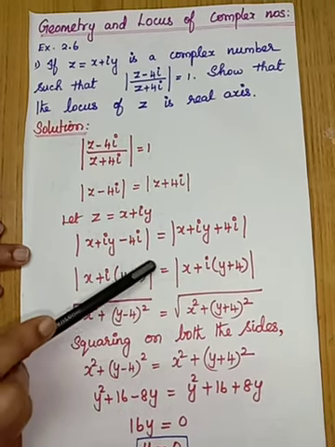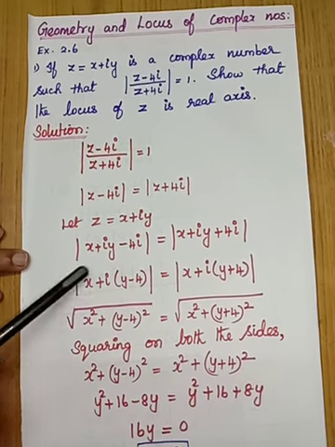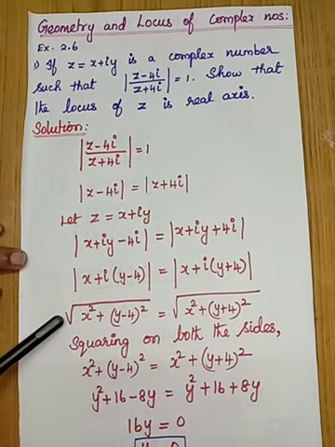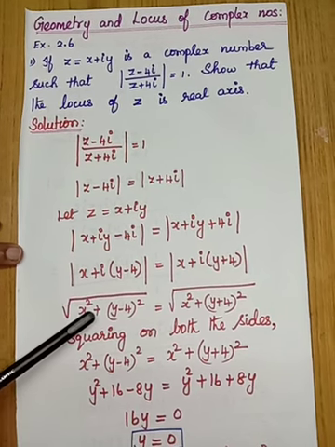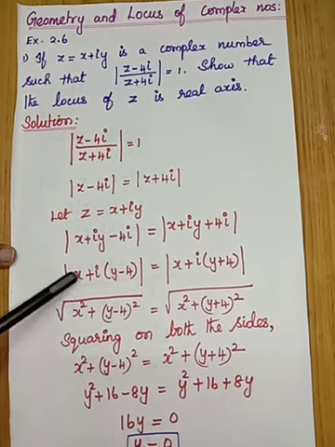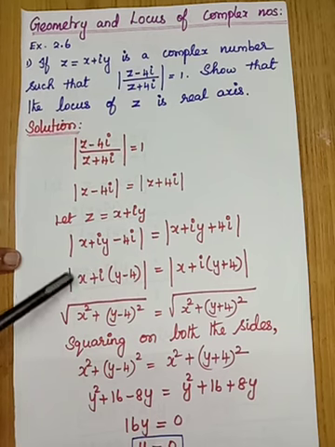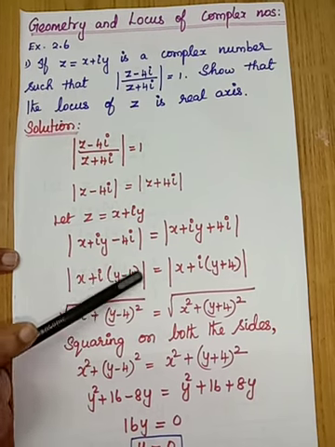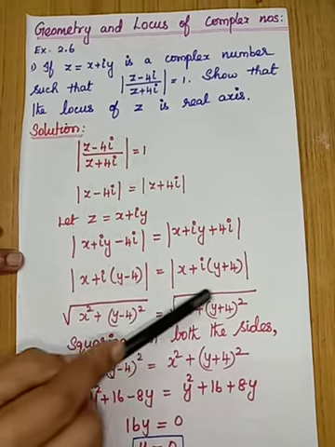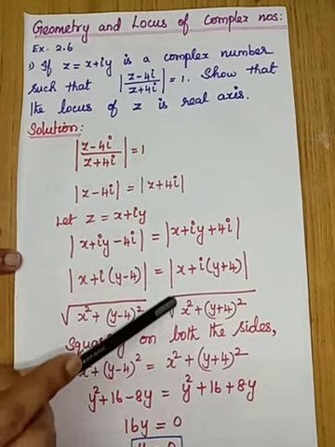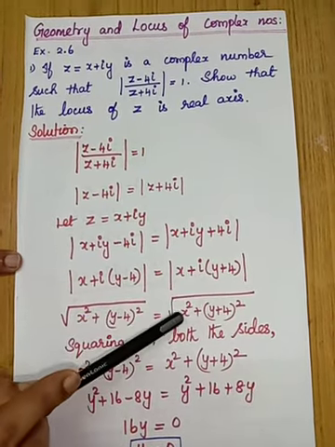So we have to remove the modulus. How to take the modulus of any complex number? It is nothing but the square root of the real part the whole squared plus the imaginary part the whole squared. So here the real part is x, so x squared. What is the imaginary part? y minus 4. So y minus 4 the whole squared. In the same way here also I have taken the modulus of this complex number.